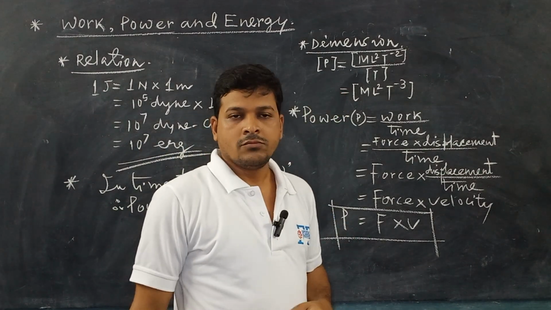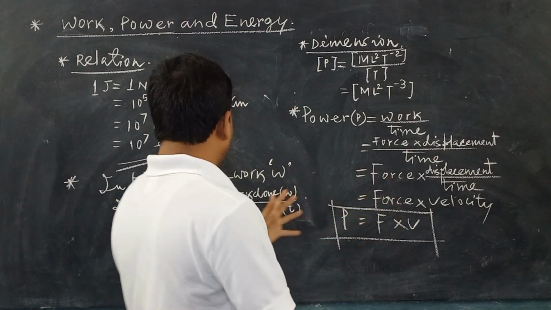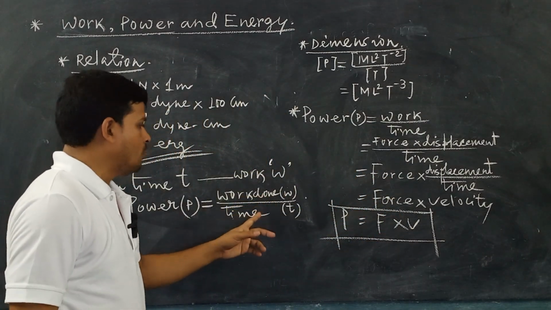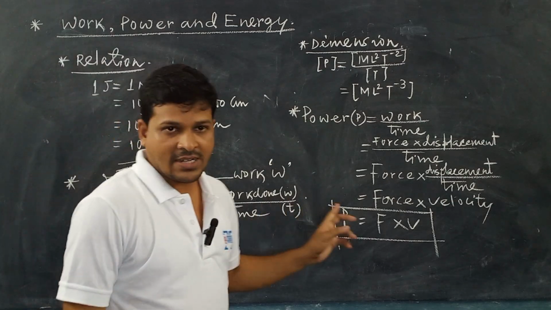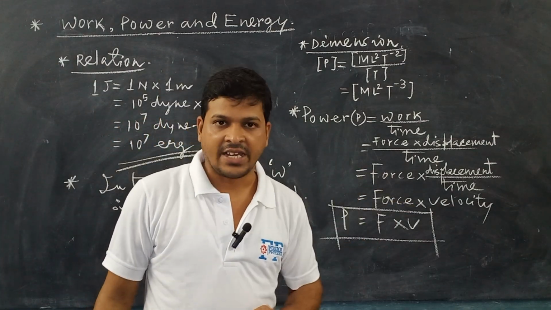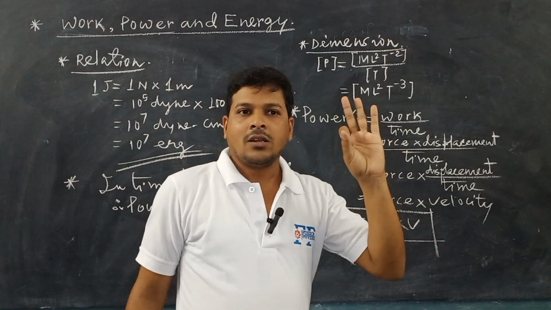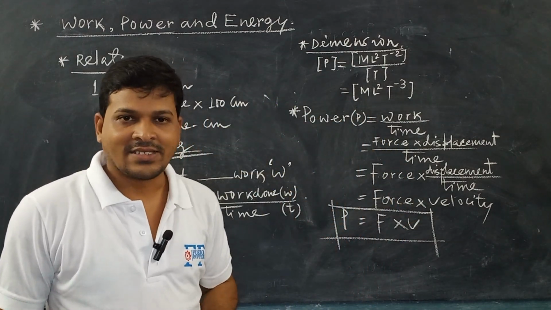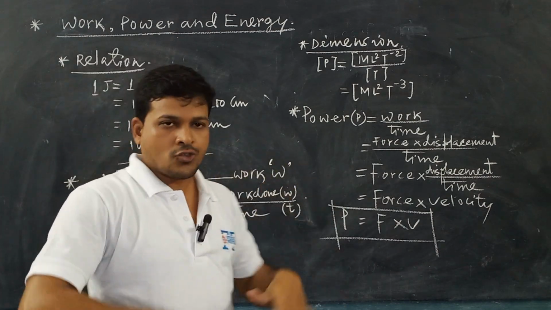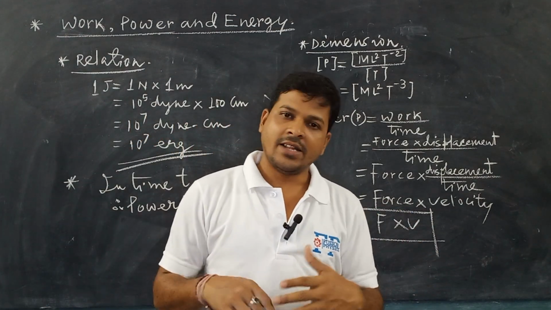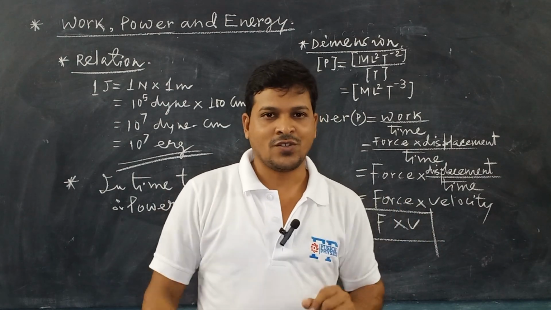Units of power: work done by time, joule by second, that is called watt. Similarly, erg by second. Similarly, poundal foot by second. These are the 3 units of power, and there are also some other relations. We'll learn in the next video. Today up to this.